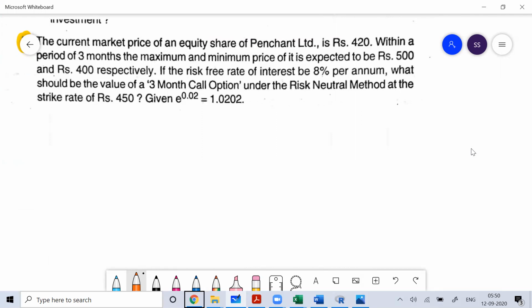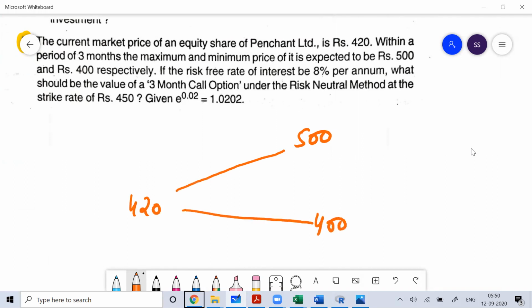The current market price S is 420. Within 3 months, it can either become 500 or it can become 400. What is the strike price? R is 8%, a 3 month contract is given, and it's a call option. The strike price is 450.